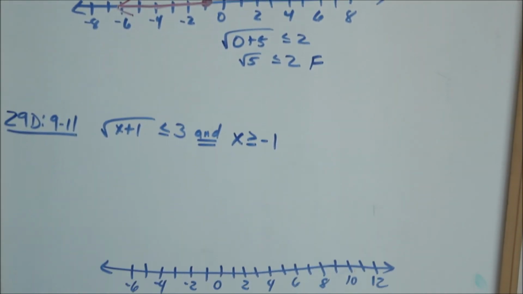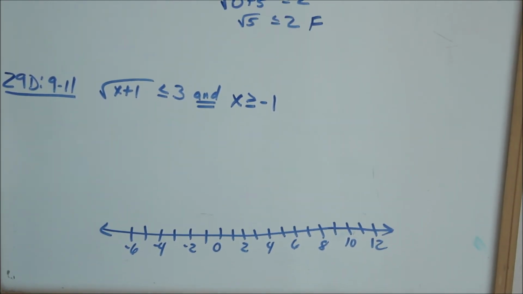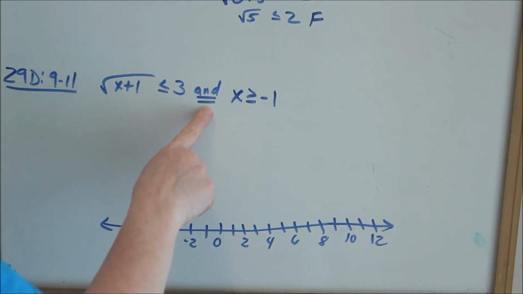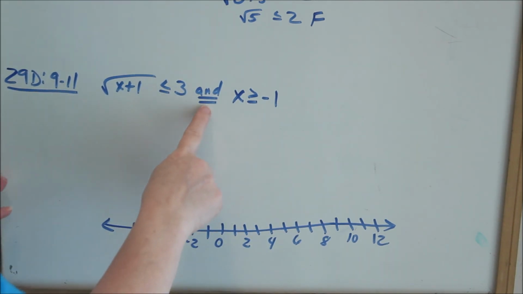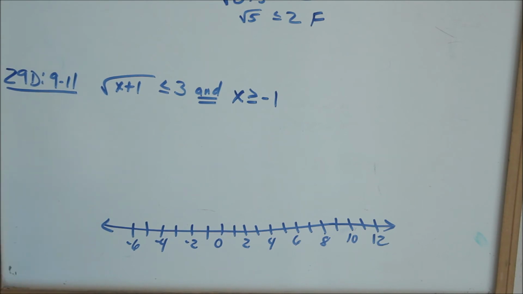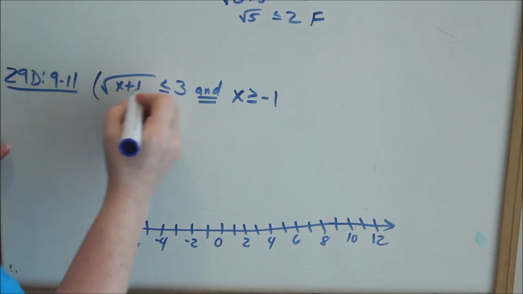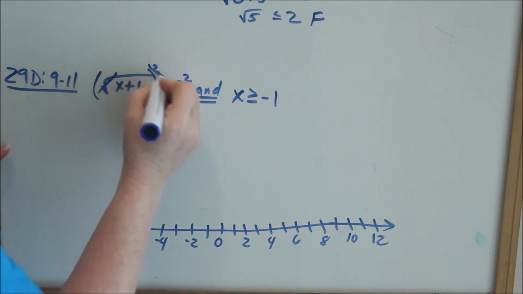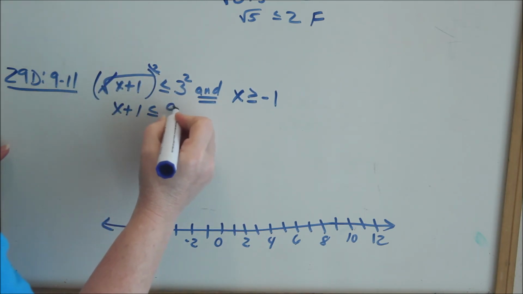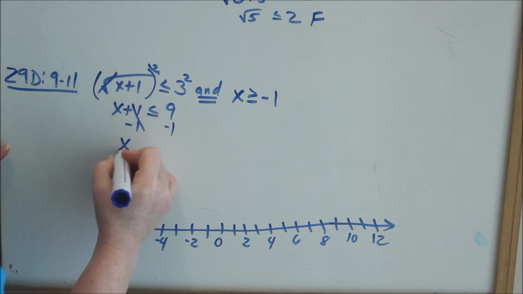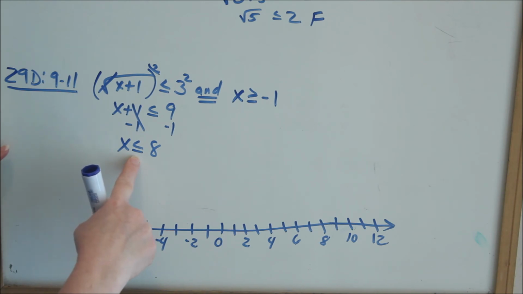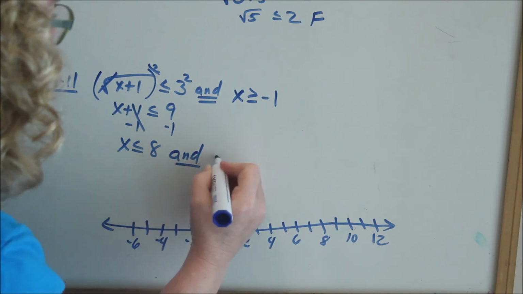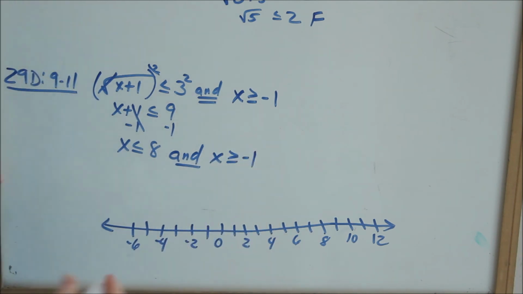Alright, looking at 29D, 9 through 11. So the thing you have to watch for this one is you have this and statement. You want to do this and you want to have this condition. So you have two different conditions that you want to do. You want to be and, not or, but and. So let's solve this one. So squaring both sides. x plus 1 is less than or equal to 9. Subtract your 1 over. x is less than or equal to 8. So I want the conditions or the boundaries of x is less than or equal to 8 and x is greater than or equal to negative 1.